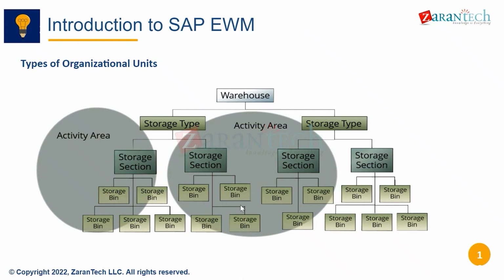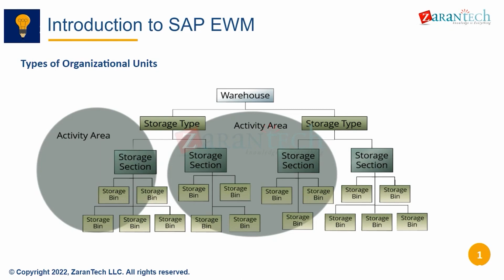Again, as I said yesterday, activity areas will be represented as logical units in the warehouse, where you'll require that activity area to perform different activities, like picking activity and put away activity. Picking means removing the stock from the storage bin, and put away means putting the stock into the storage bin once we receive it from the external supplier or from other plants into this warehouse.